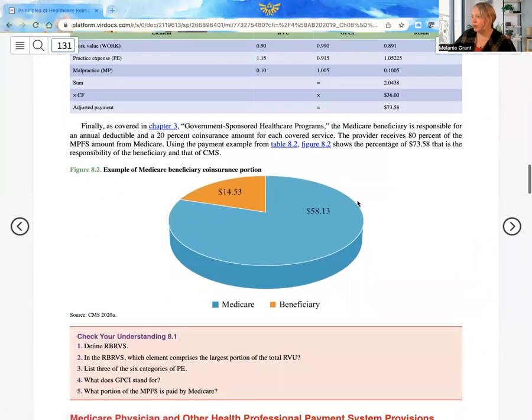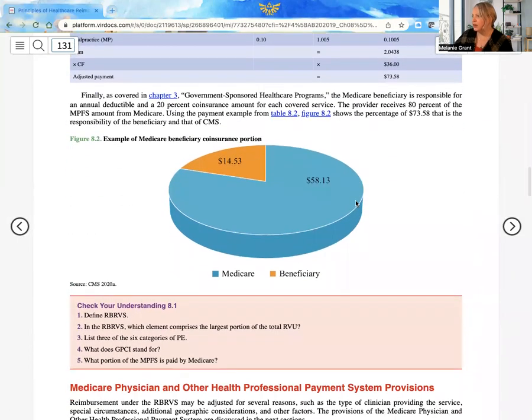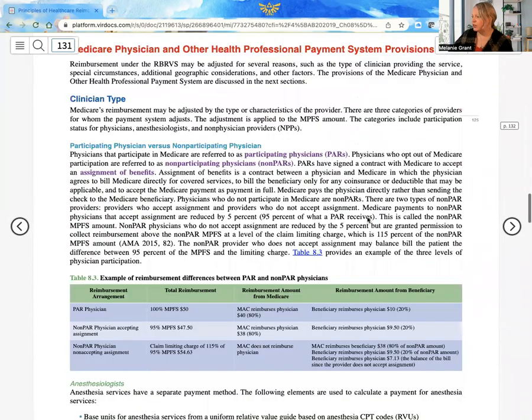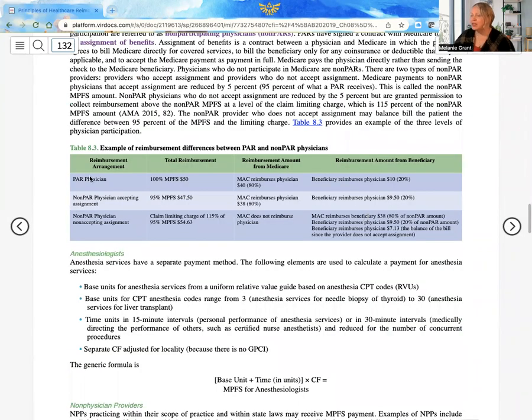So looking at 8.3, you can see here that that's 8.2. Here we go. 8.3, you can see here that a participating physician will get 100% of payment from the Medicare fee schedule. Reimbursement from Medicare will generally be 80%, depending on the patient's copay or co-share amount. And so the patient would reimburse $10 while Medicare would reimburse $40. If you're non-participating and you're accepting assignment, you get paid 95% of that amount.